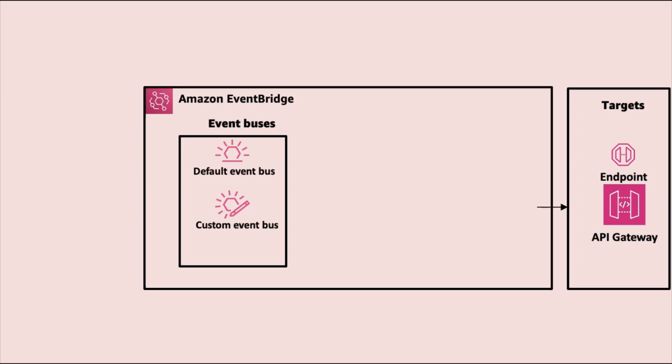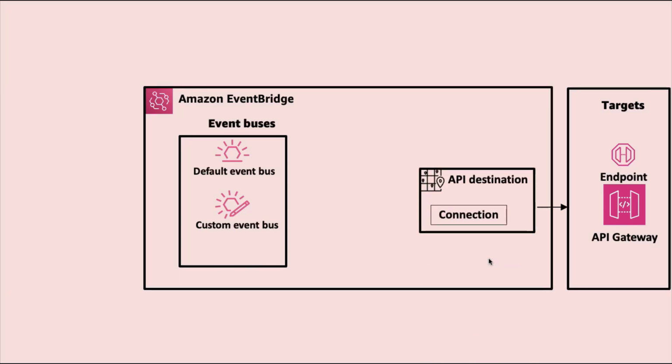Then in the EventBridge console, we have to create an API destination resource. This API destination resource will also have something called a connection resource. The connection will be pointing to the endpoint URL of the API Gateway. The REST API Gateway endpoint URL will be configured as a part of the connection along with the username and password for authentication. So this is important to note.